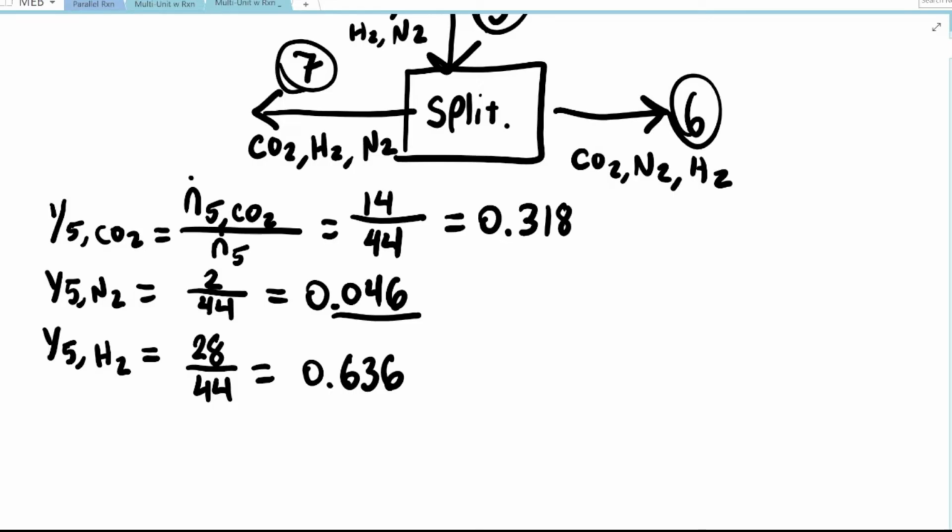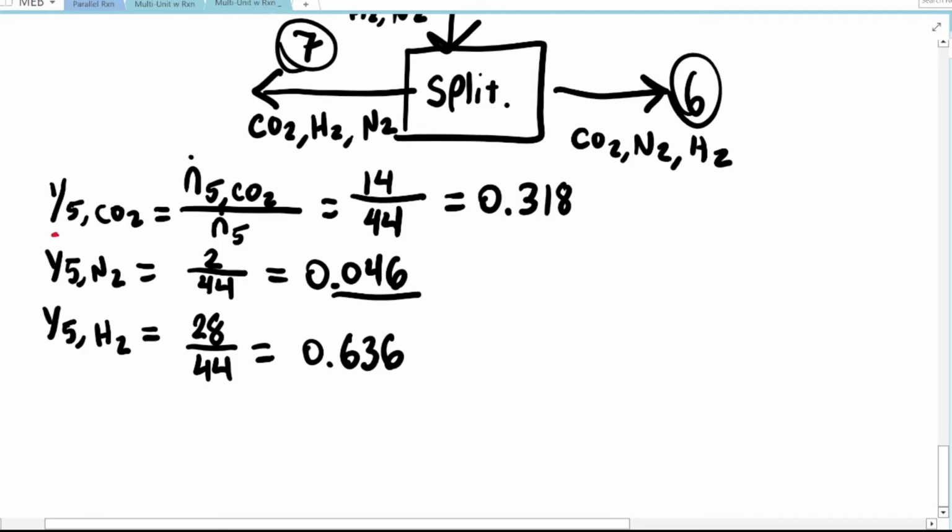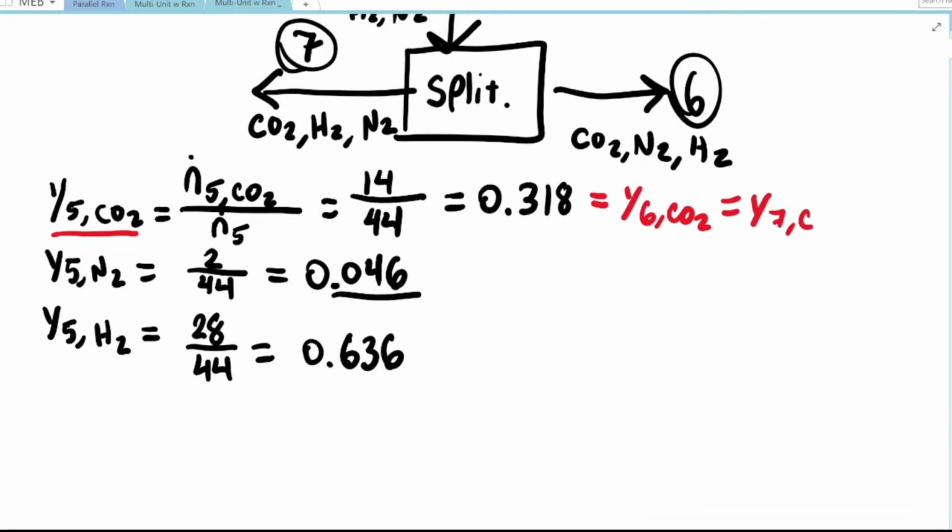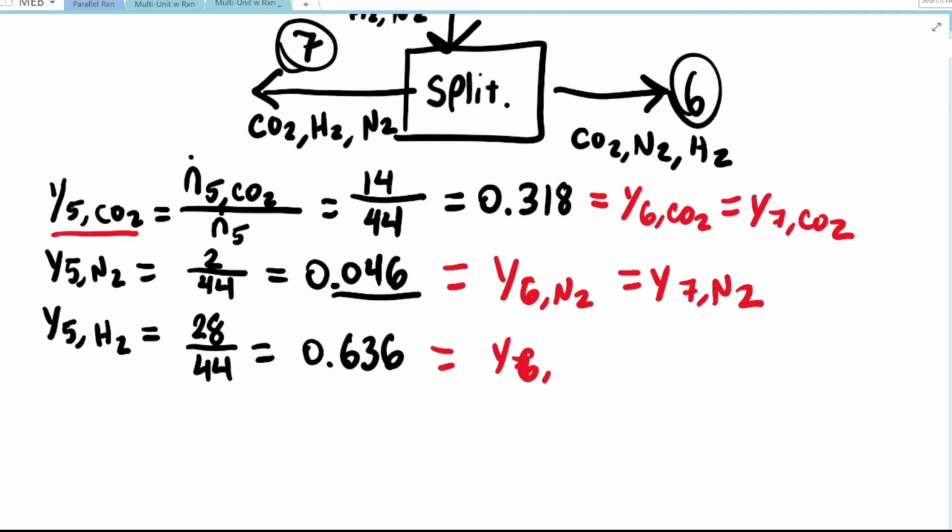And like I said before, since it's a splitter, the mole fraction of CO2 in stream 5 is going to equal the mole fraction of CO2 in stream 6 and the mole fraction of CO2 in stream 7. Same thing for nitrogen. It's going to be the same mole fraction in both streams 6 and 7. And for hydrogen, sorry, that should be an H right there. There we go. H2.